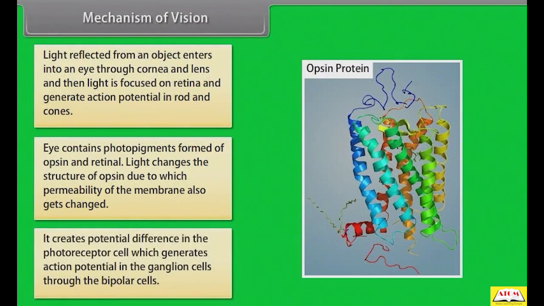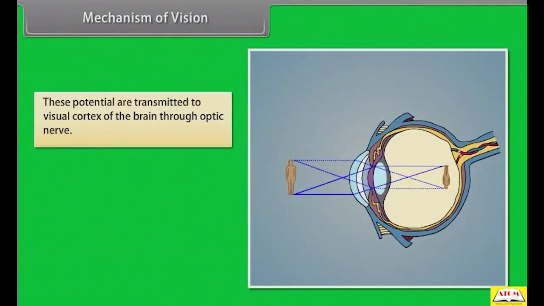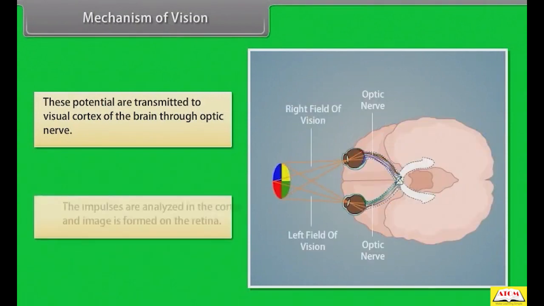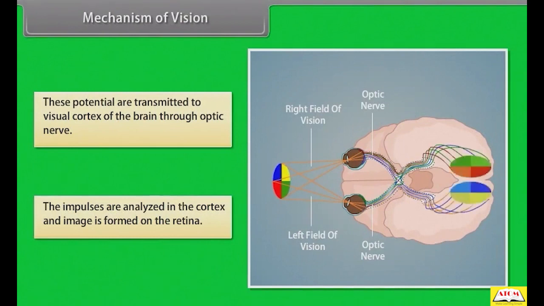It creates a potential difference in the photoreceptor cell, which generates action potentials in the ganglion cells through the bipolar cells. These potentials are transmitted to the visual cortex of the brain through the optic nerve. The impulses are analyzed in the cortex, and the image is formed.